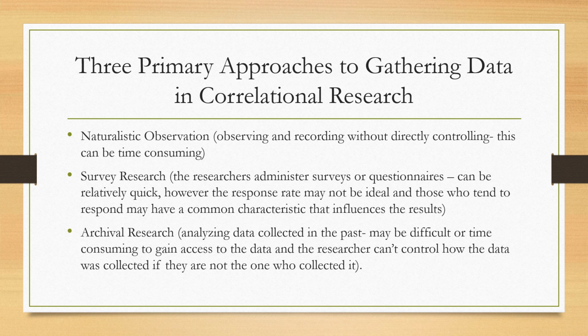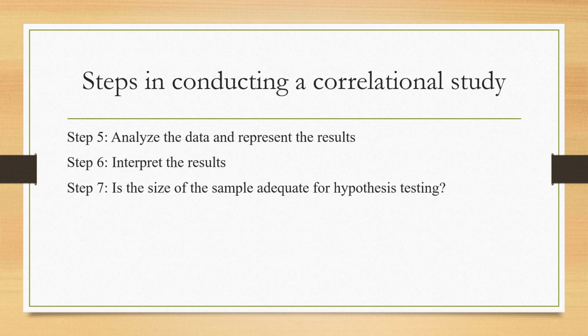This can be relatively quick to do, but the response rate may not be ideal, and those who tend to respond may have a common characteristic that will influence the results. The researcher can also conduct archival research to collect data for their correlational study. In archival research, the researcher analyzes data that was collected in the past. It may be difficult or time-consuming to access the data, and the researcher can't control how the data was collected if they're not the one who collected it.